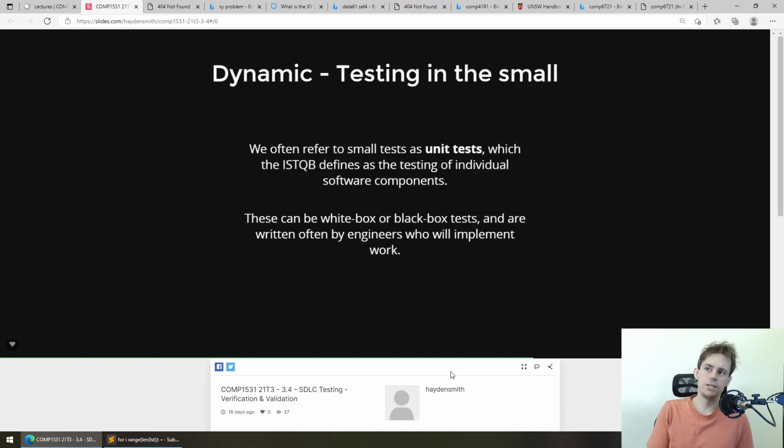Testing in the small is generally what we use to refer to unit tests, which the ISTQB, it's one of those international bodies again, refers to as testing of individual software components. Now, most literally, you can typically interpret this as functions. So when someone says, I'm going to write some unit tests, quite often they're saying, I'm going to test that my function works.